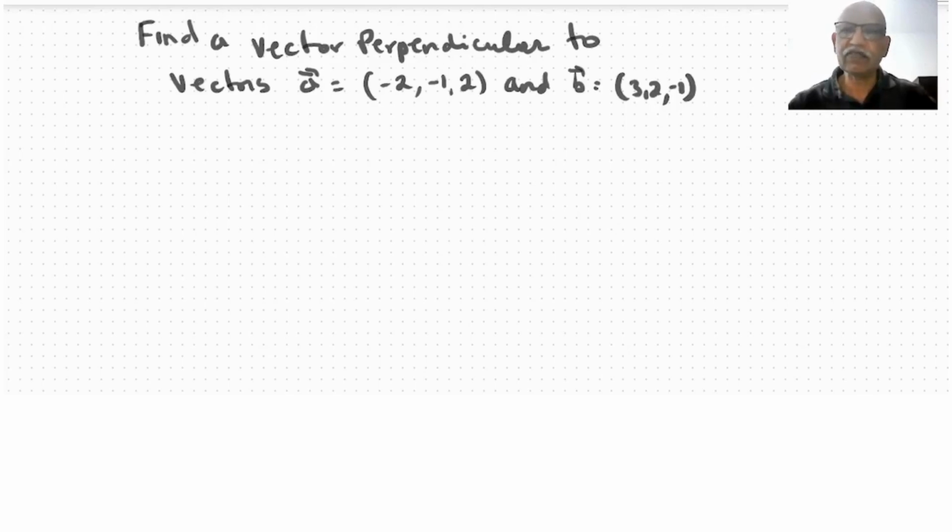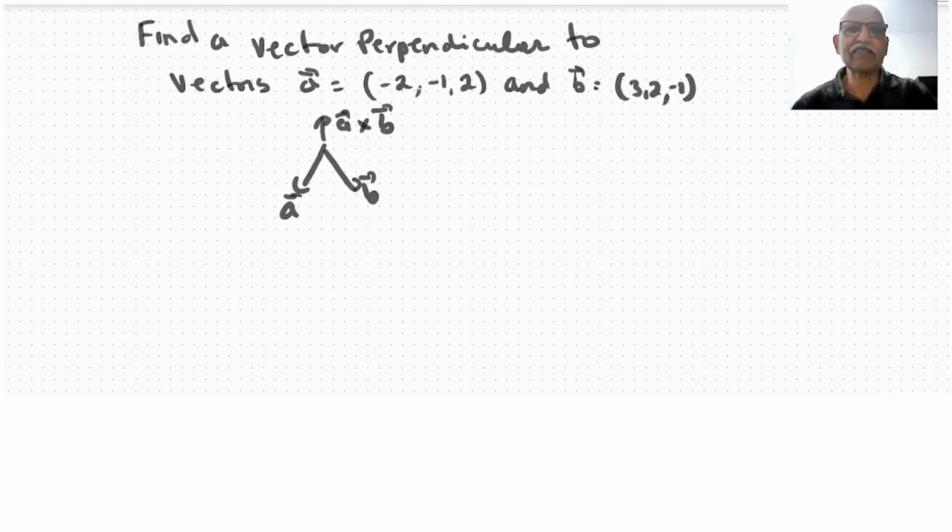So if I have two vectors, A and B, if this is vector A and this is vector B, then a vector perpendicular to both of them will be this way, A cross B. So cross product is always using two vectors. The third vector is perpendicular to both of them.